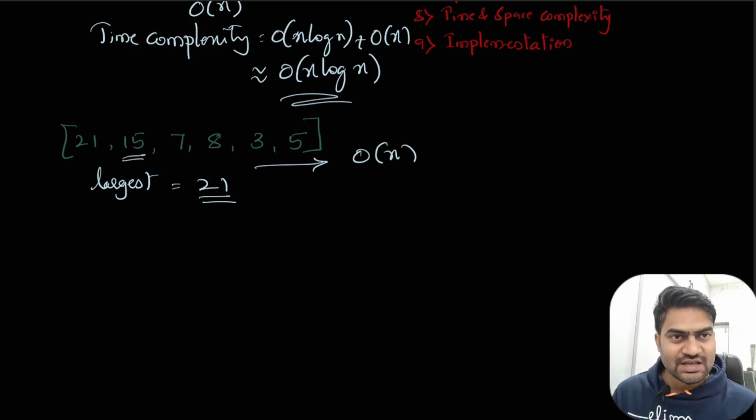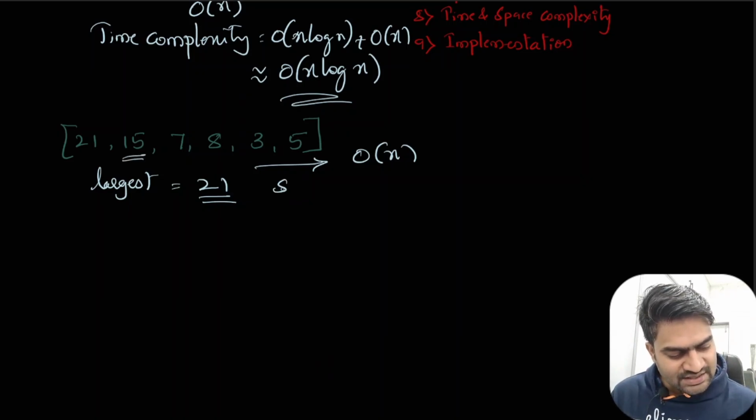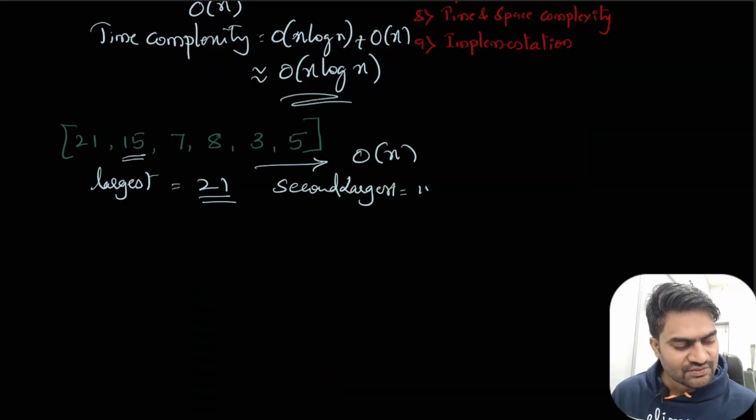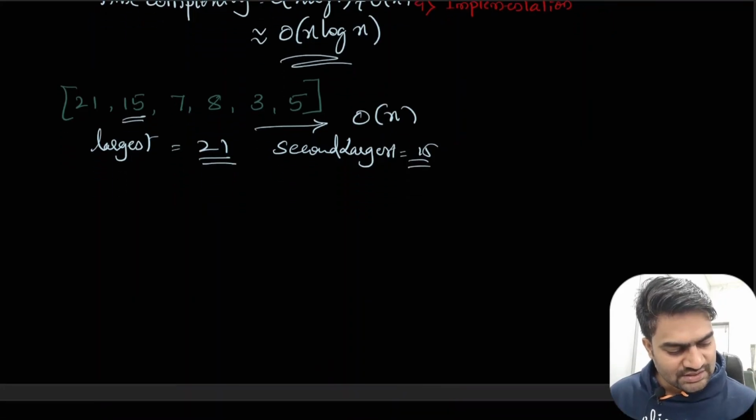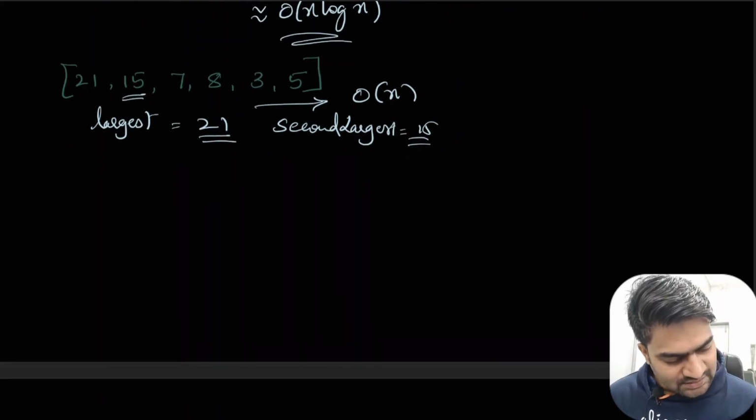Next number will be my largest number. Correct, right? So my second largest will be 15 in that case. So let us look into the pseudocode now.